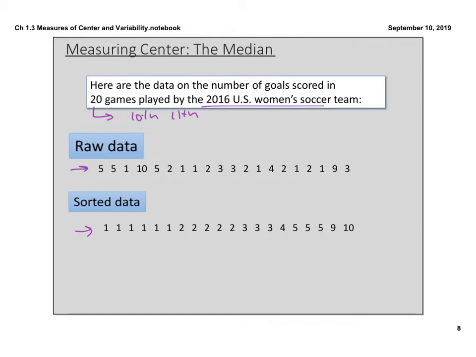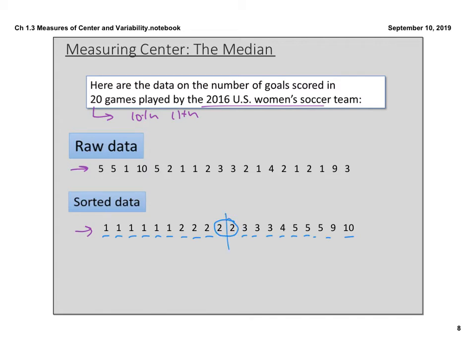If I cross off from the ends, the 1 in the 10, then the 1 in the 9, 1 in the 5, 1 in another 5, 1 in another 5, 1 in a 4, 2 in a 3, 2 in 3, 2 in 3, and I'm between these 2.